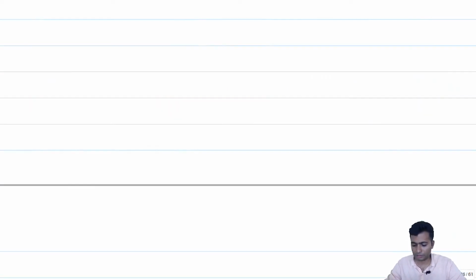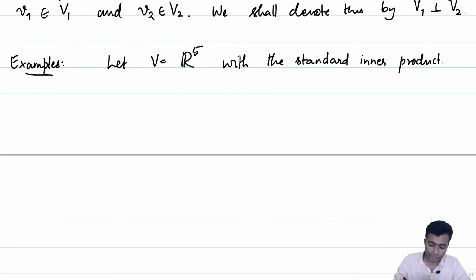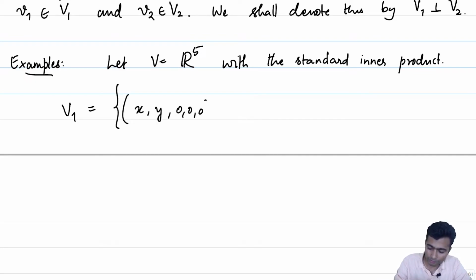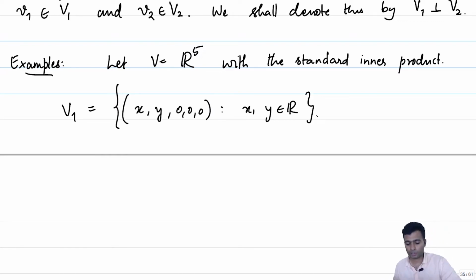Now, let's consider two vector subspaces here. Let V1 be equal to the set of all (x, y, 0, 0, 0) in R5, where x, y are in R. So this is a two-dimensional subspace V1, which is generated by e1 and e2.